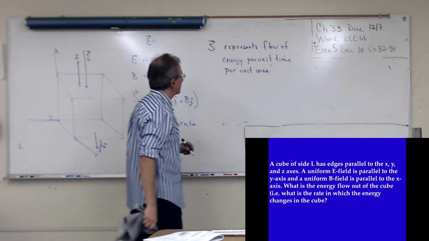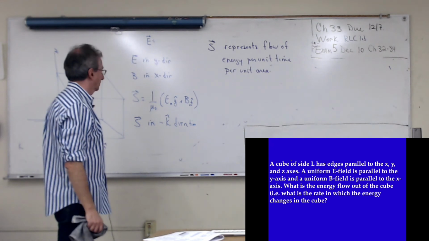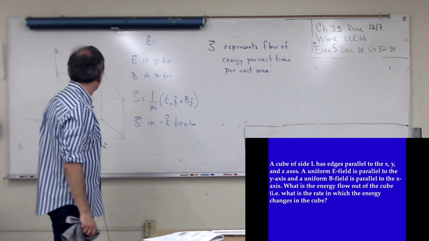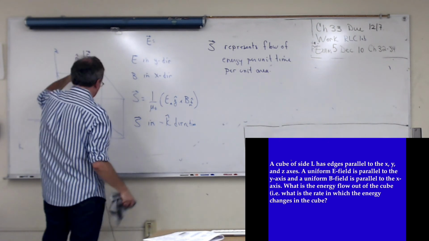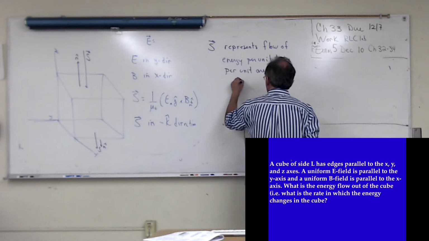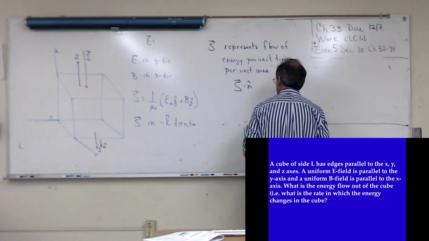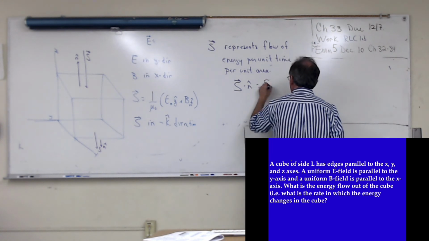Okay, so this represents the flow of energy per unit time per unit area. And the energy is going this way, so I have to take the dot product of S with the normal to the surface. And that's going to give me S top.